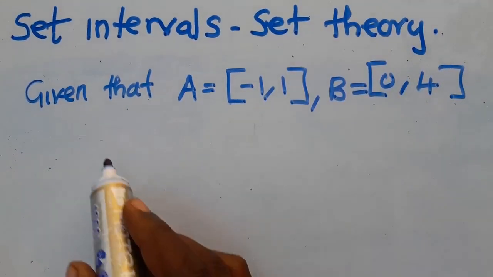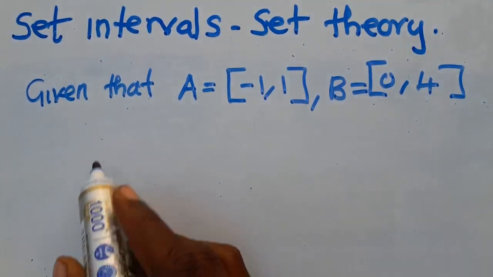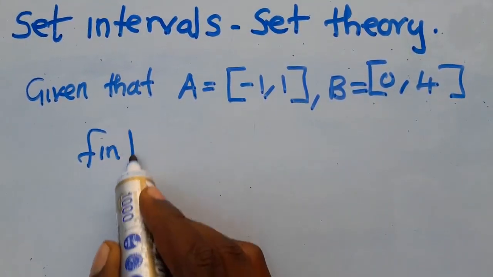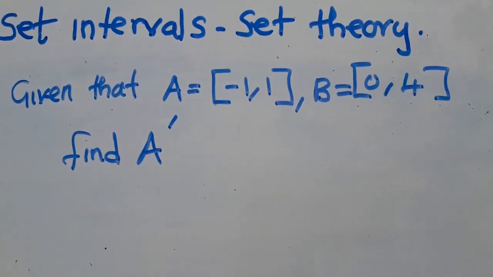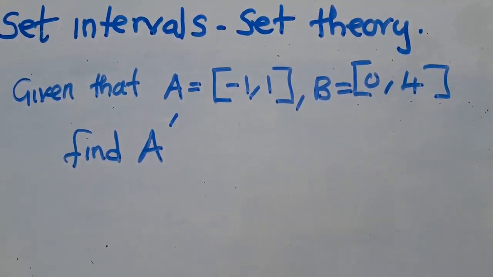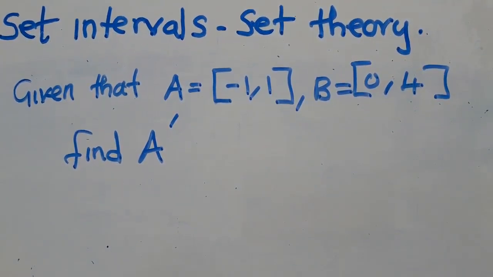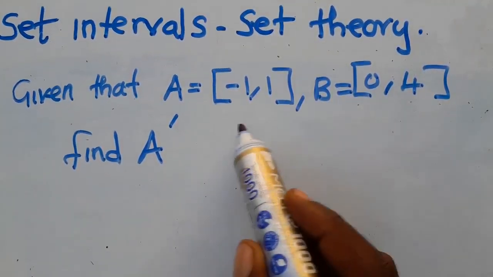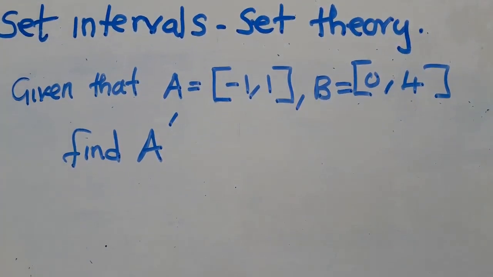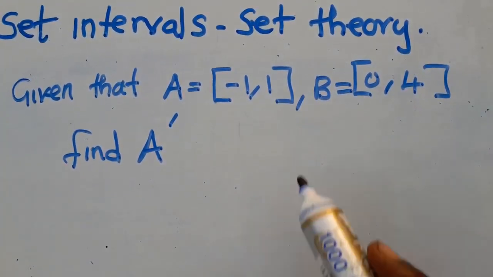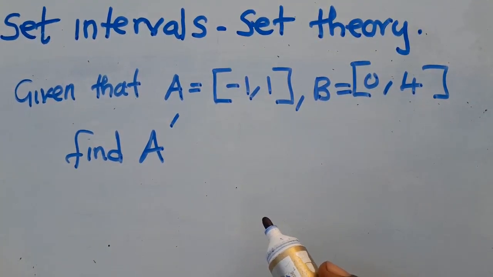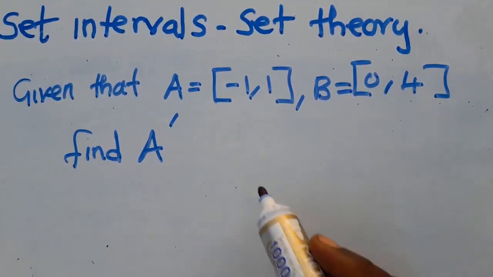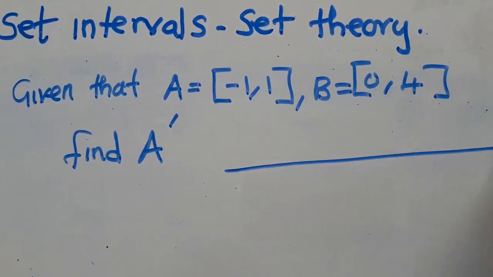Then the first question you are told to find is A complement. How can you find A complement? How can you work out this? What I can advise you, the first thing, put this on a number line. You need to draw a number line. That's the first step. So let's draw a number line. A number line is like this.